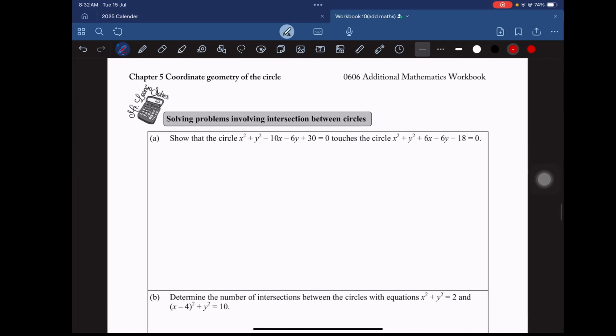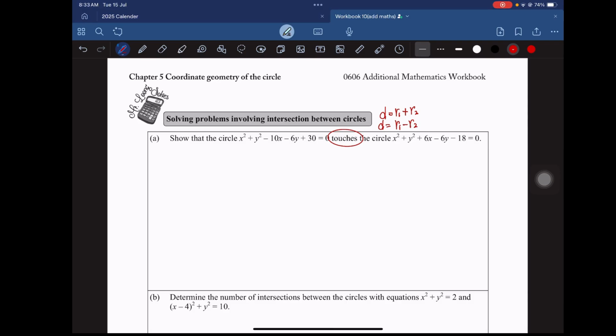The question wants to show that both circles touch each other. So when they touch, it means that I need to show that D is equal to R1 plus R2, or D is equal to R1 minus R2. Either one of these.